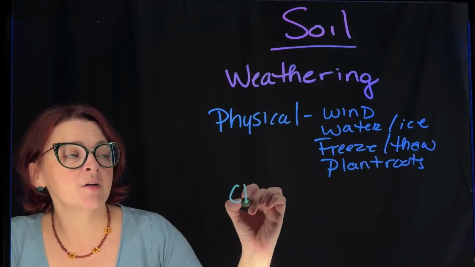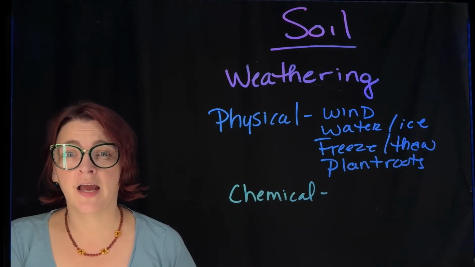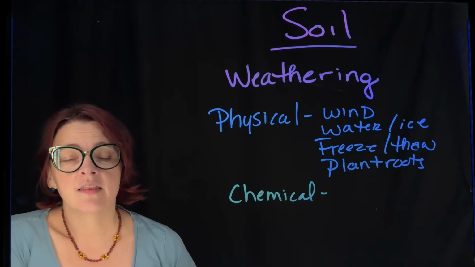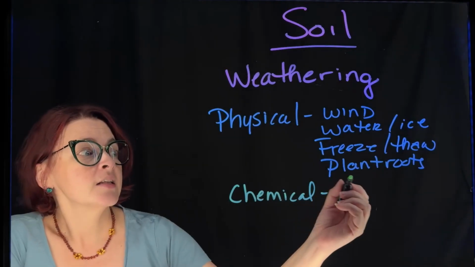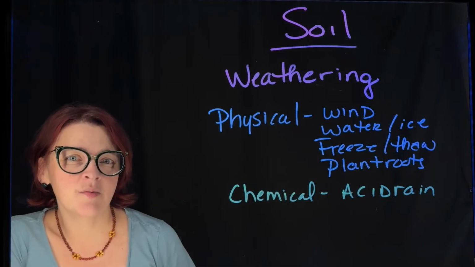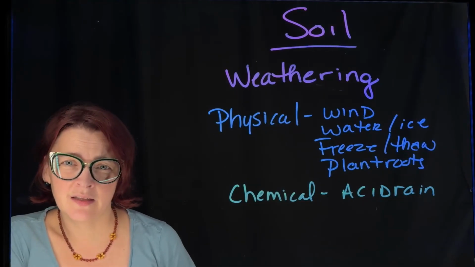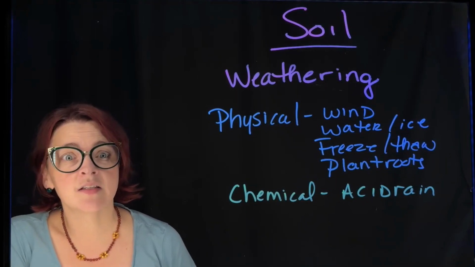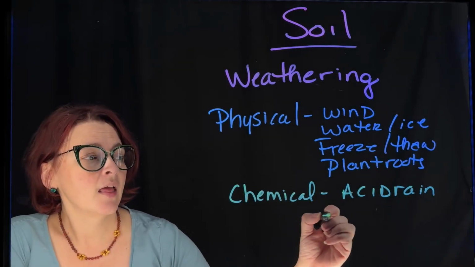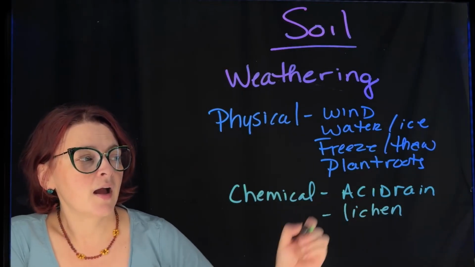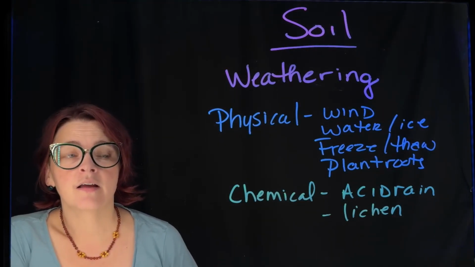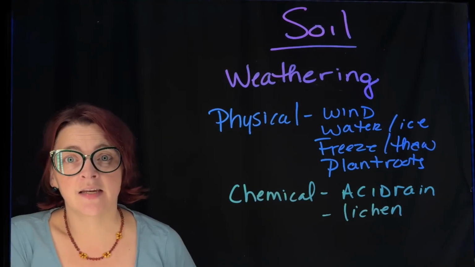Then we have chemical weathering. Chemical weathering is when we have a chemical change or a chemical reaction that degrades the rock. Things like acid rain, also depending on how dissolvable the material itself is. Something like calcium carbonate is highly dissolvable, so that will degrade quicker. And then things like lichen secrete an acid and break down the rock through the acids that it secretes.